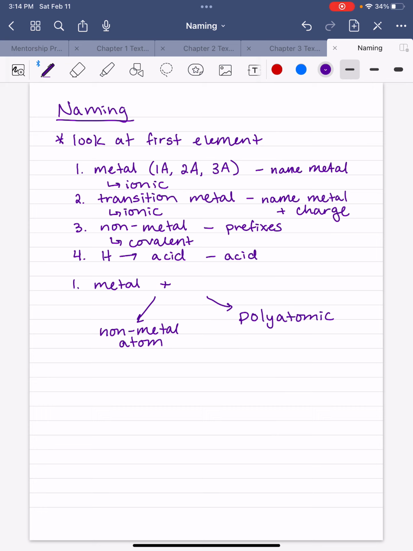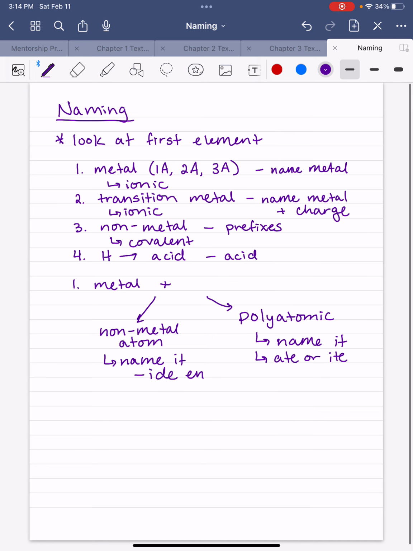If it is paired up with a polyatomic, then all you're going to do is name it. And you know that it's a polyatomic because it's going to have an ate or an ite ending. And if you're given a name with an ate or an ite ending, you know that what you're going to draw or write for the formula is going to be a polyatomic. If you have a nonmetal atom, then what you're going to do is name it, but you're going to change the ending to "ide." Okay, so you're going to use that "ide" ending. And if you see an "ide" ending and you're trying to get a formula from it, then you know that it's an element by itself, so a nonmetal atom rather than a polyatomic.